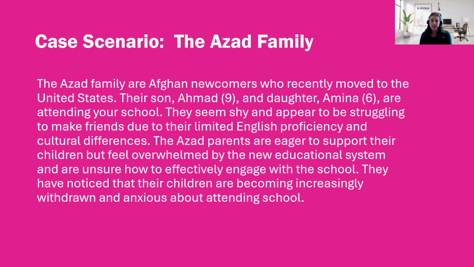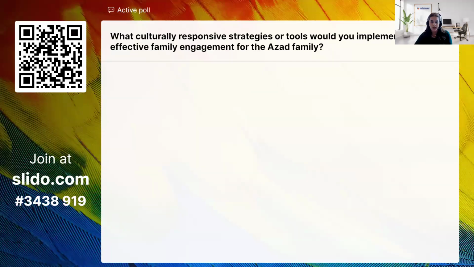The Azad parents are eager to support their children, but they feel overwhelmed by the new educational system and are unsure how to effectively engage with the school. They have noticed that their children are becoming increasingly withdrawn and anxious about attending school. So we have one last Slido for you guys. What culturally responsive strategies or tools would you implement to foster effective family engagement for the Azad family?